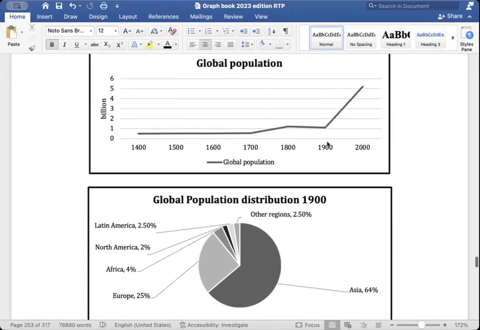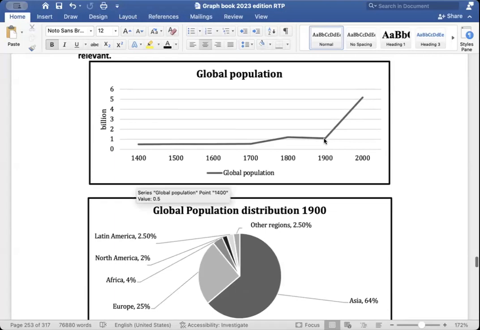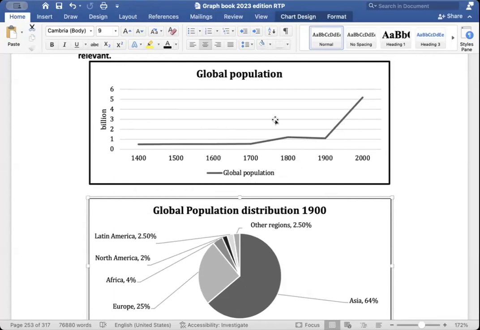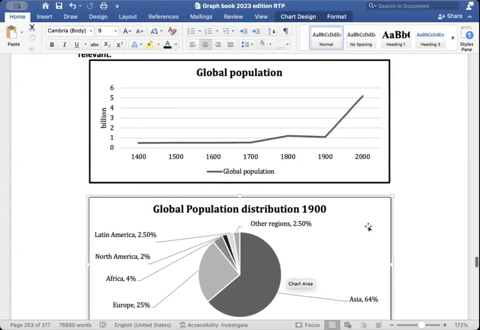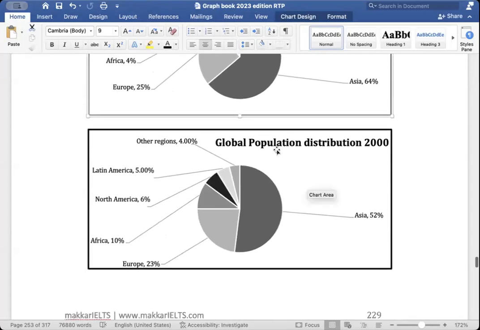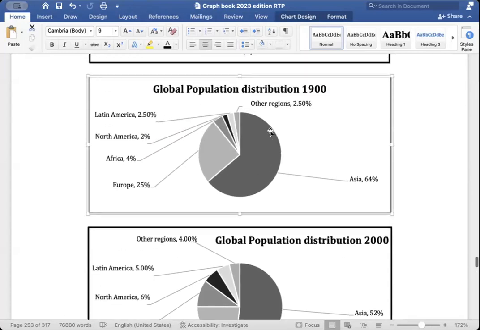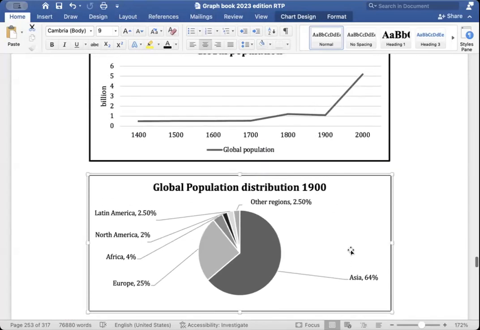This is the global population distribution of only the year 1900, when the global population was 1 million. So this is only of the year 1900, not of any other year, so you cannot mix these two and write together. Remember that. And then this is the global population distribution of 2000. This is of 1900, and this is of 2000.